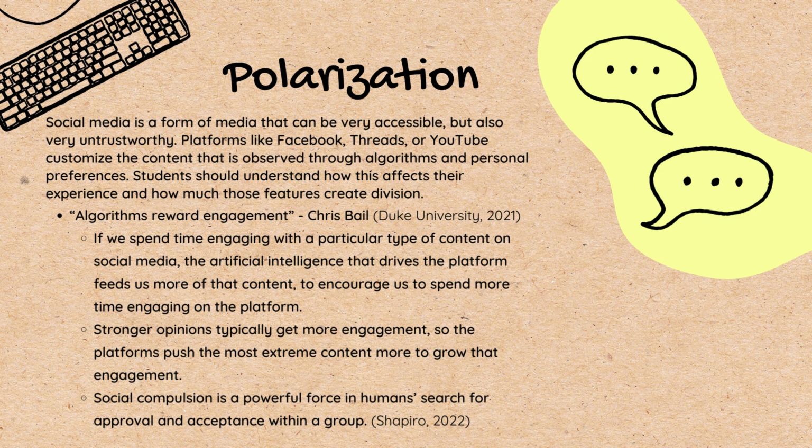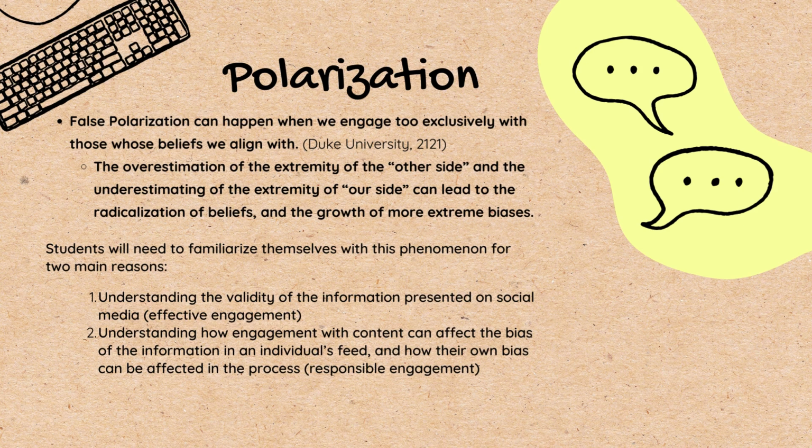Social compulsion is a powerful force in human search for approval and acceptance with a group. False polarization can happen when we engage too exclusively with those whose beliefs we align with. An overestimation of the extremity of the other side and the underestimating of the extremity of our side can lead to the radicalization of beliefs and the growth of more extreme biases.